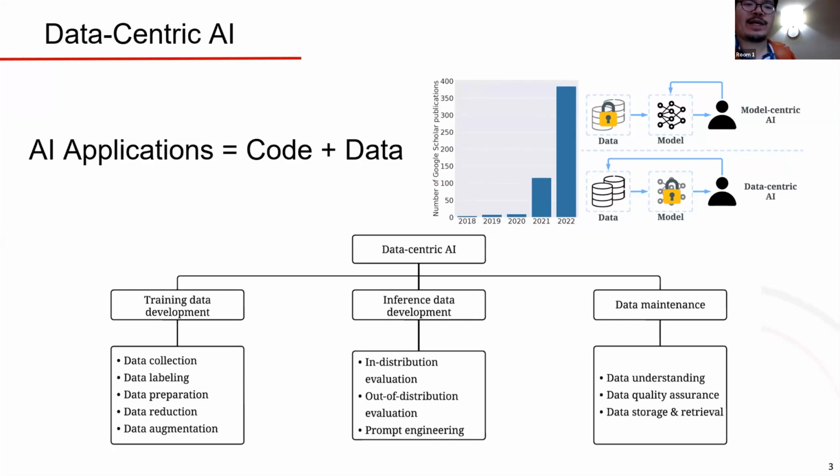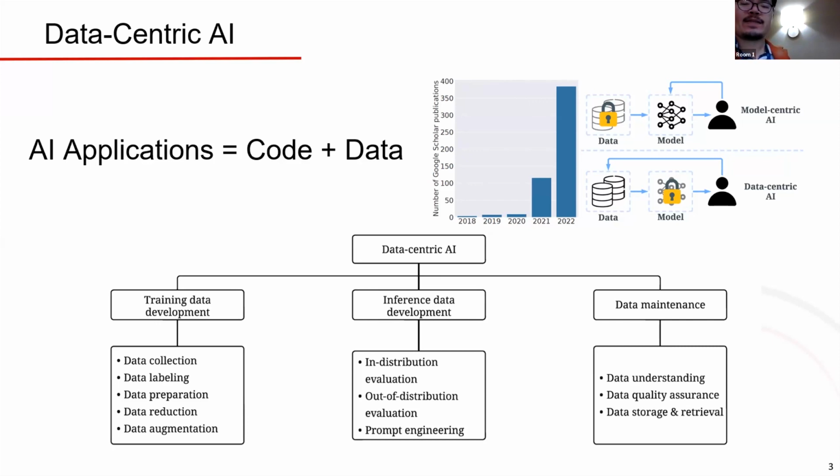So within data-centric AI, there are different streams of work going on. One is specifically improving the quality or representation of the training data in the development process. The other part is inference data development, which tries to improve the more representative evaluation of the model in the deployment and evaluation stage.